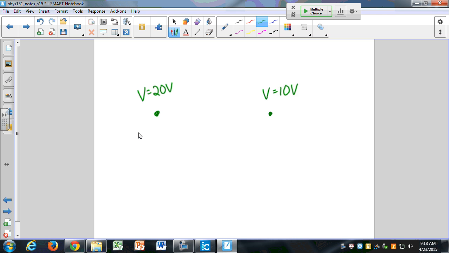So I want to ask a question now. Somewhere between this first point and the second point, the energy per charge decreases. What happens if I put a positive charge here? Which direction will it go? Will this charge move to the right? Will it move to the left? Or will it remain stationary?